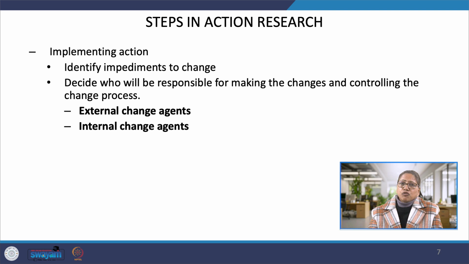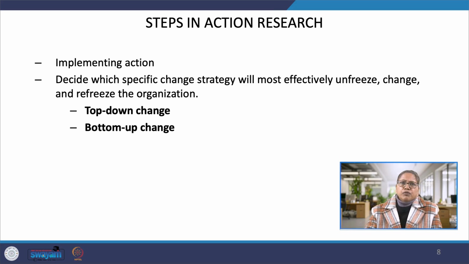Internal change agents are those people or managers from within the organization who are knowledgeable enough about the situation, who understand the situation from the ground zero level, and who can be instrumental for bringing in change. Then the fourth step talks about how the change can be implemented, or implementing the action plan.